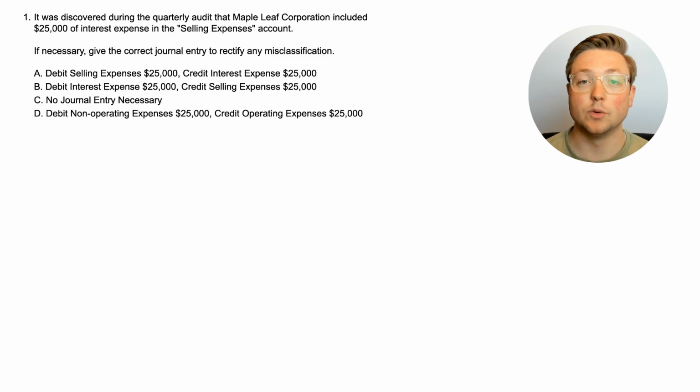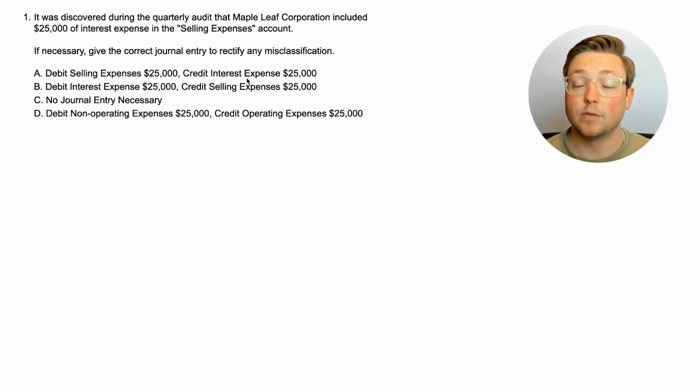Alright, here we are at question 1. It was discovered during the quarterly audit that Maple Leaf Corporation included $25,000 of interest expense in the selling expenses account. If necessary, give the correct journal entry to rectify any misclassification. Okay, so the question is, is there a journal entry necessary? Probably, because we're talking about fixing errors in the income statement, so there probably is a journal entry needed, but why? What would the journal entry need to be?